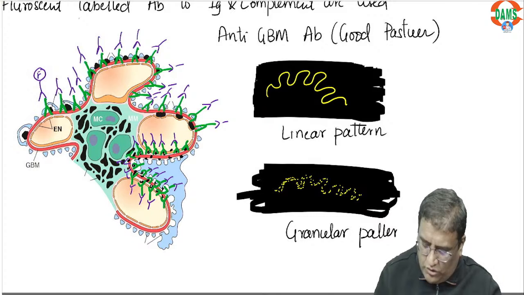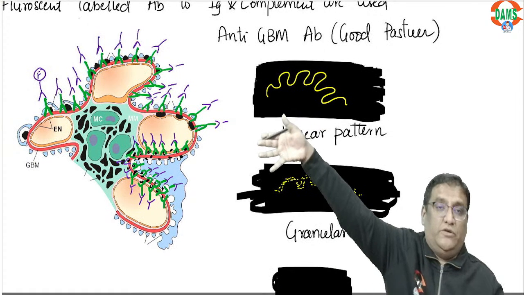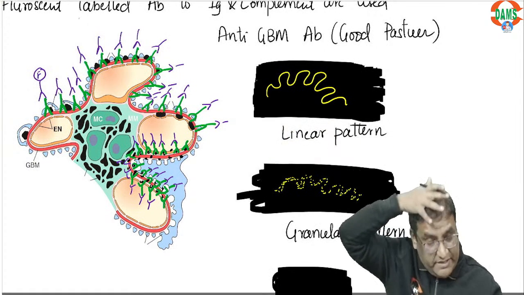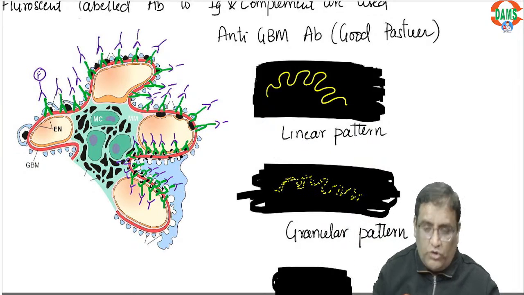Next, one more: there could be deposits in the mesangium. The neutral particles, neutral complexes, get deposited in the mesangium. So what will I see?